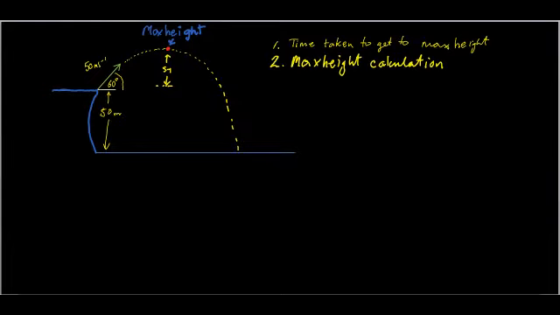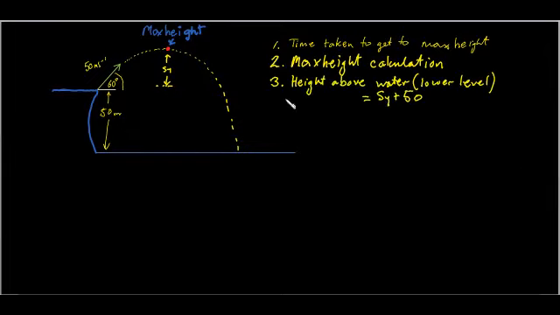The third step in solving this question is to add the maximum height here plus the 50 it's got to travel before it comes back and hits the lower level. So what we have there is Sy plus S50. The lower level is this level down here, which in this case is water.